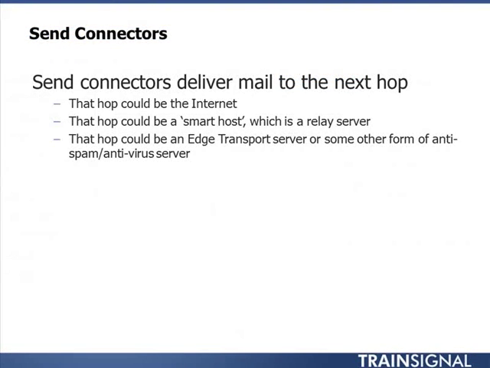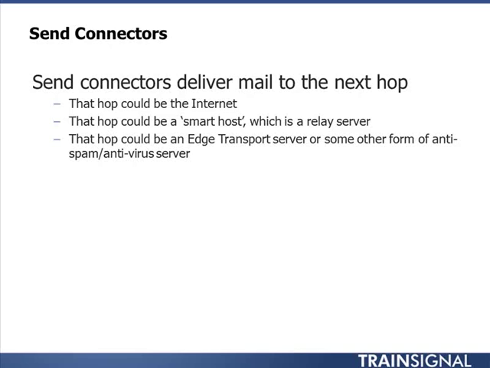So another aspect of mail flow, and actually a very important aspect, is the send connector. Now send connectors deliver outgoing mail to the next hop. Now that hop could be the internet. That hop could be a smart host, which is a relay server. That hop could be an edge transport server or some other form of anti-spam or antivirus server.